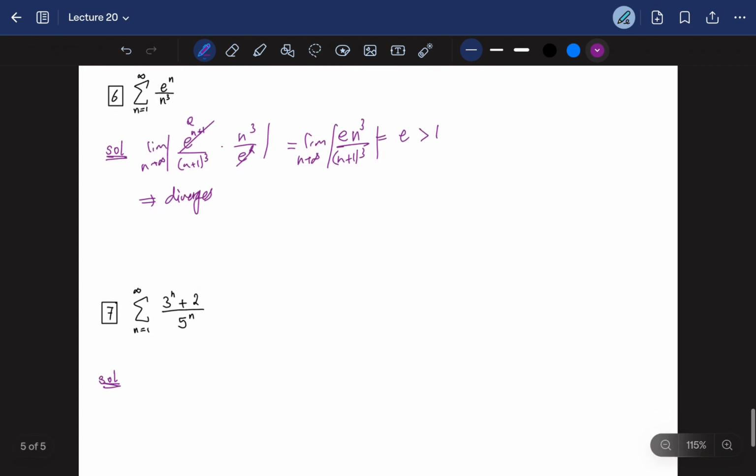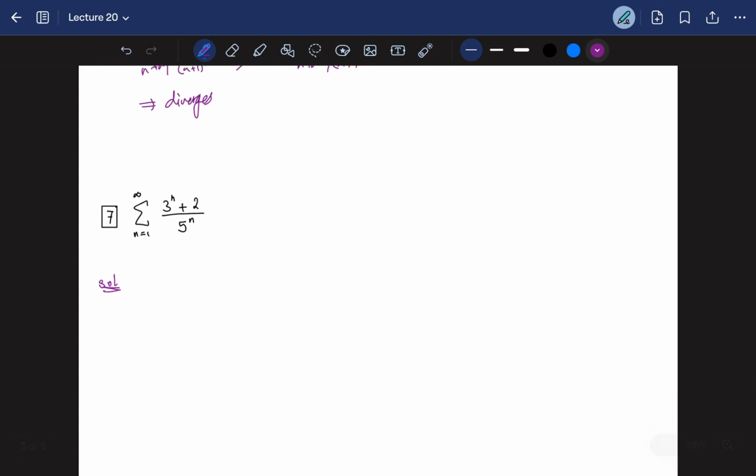Okay, now let's look at this final example. I have 3 to the n plus 2 over 5 to the n. If you go through all of the steps, it's going to be very difficult to prove using other tests. But if you look at it, I can compare it with something that I already know. So whenever you have like a number to an n in the numerator and the denominator, always think about the geometric series. So here, I'm going to think about a geometric series that has the ratio 3 over 5.